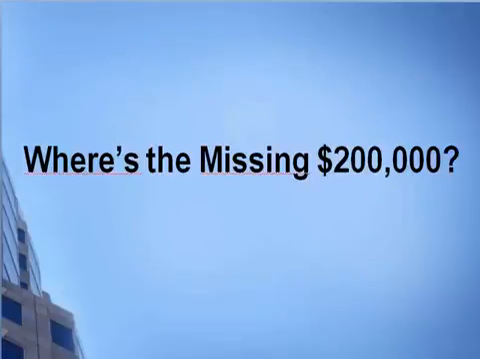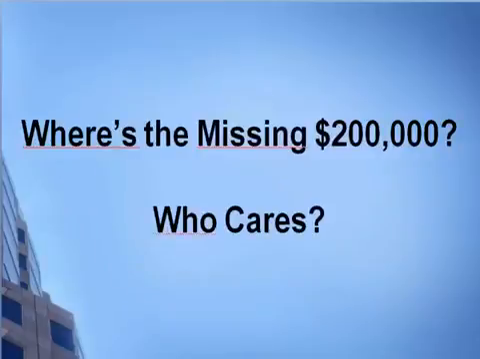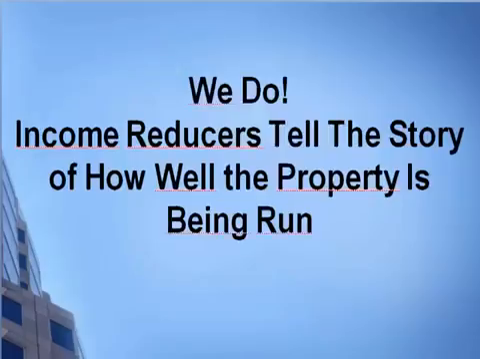All right, now you might think to yourself, well, okay, but who cares? I just care about the $800,000 in the bank account. Why would I care that there's a gross potential rent that we can only collect in Neverland, and the difference between the gross collect and the gross schedule is $200,000? Who cares? Well, you know what? We do. And here's why. Because the income reducers that I'm about to take you through are what tell the story of how well the property is being run.